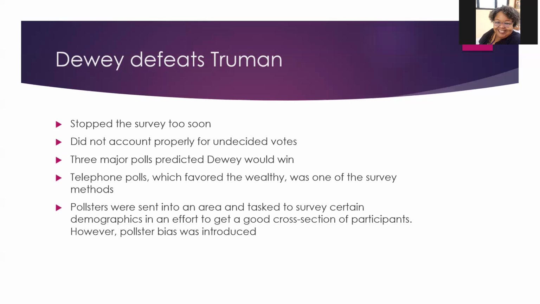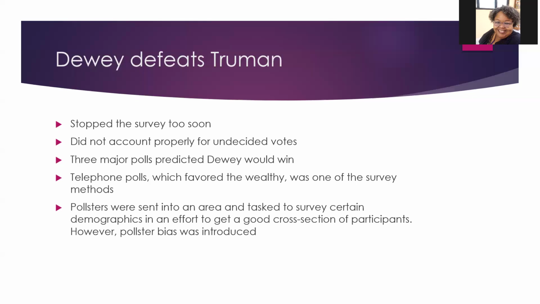All the newspapers declared that Dewey defeated Truman, but that was not true. They were going by their polls, even a Gallup poll. So 3 major polls predicted that Dewey would win over Truman, but the problem was they stopped the survey too soon and their sample was not a good sampling. They also did not account for the 15% of the undecided votes. They decided that the 15% would be split equally between Dewey and Truman, and that was not true. They actually went to Truman.